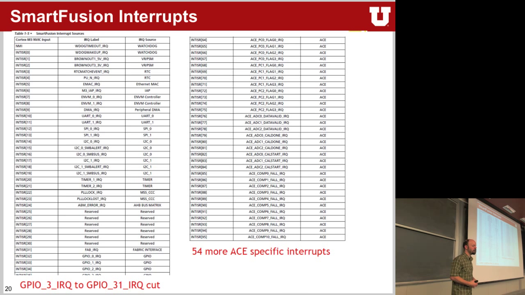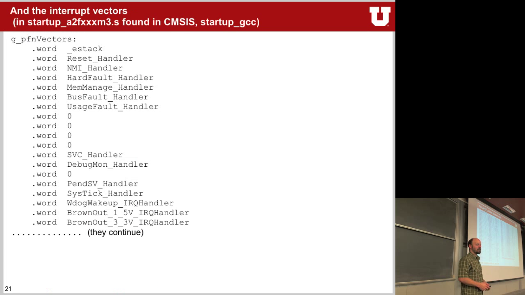Now the SmartFusion that you're using has a lot of different interrupt sources. It has all of these, plus a whole bunch more that down here are not shown. All of these plus 54 more from the analog compute engine. That's a lot of interrupt handlers, right? All of them are actually defined in what's called the interrupt vector. If you look in your code, and if you actually find the file that's called startup A2F xxxm3.s, it's an assembly file where the interrupt vector is defined.